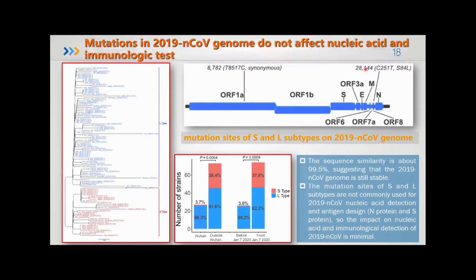The mutation sites of S and L subtypes are not commonly used for 2019 novel coronavirus nucleic acid detection and antigen design. Normally, we use N protein and S protein for the antigen design. So the impact on nucleic acid test, immunological detection, and even the vaccine of 2019 novel coronavirus is minimal.